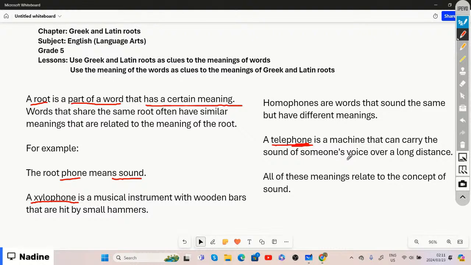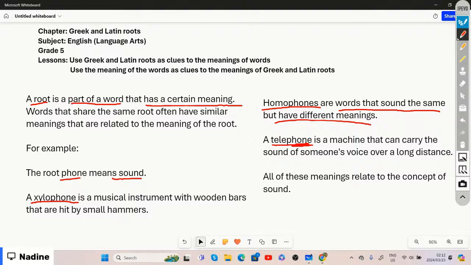So it's basically phone with an E. Thanks for picking that up. Basically, also words where we have a root that is the same or similar in meaning to other words that are linked to that specific root. It can also be the same as saying homophones, because homophones are words that sound the same but have different meanings.